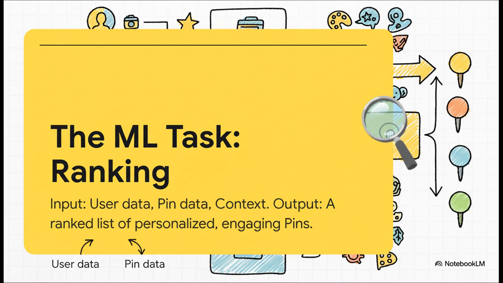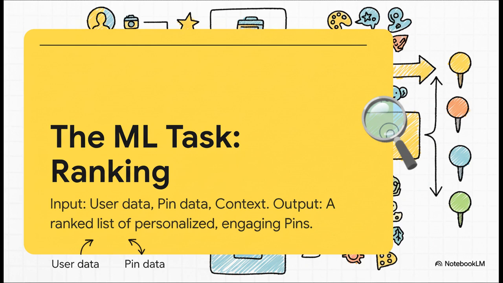Well, it's pretty clear. It's a massive ranking problem. We take a bunch of inputs, what we know about the user, what we know about the pins, and the current context, like time of day, and what do we spit out? A perfectly ranked, personalized list of pins that we think that user will love.